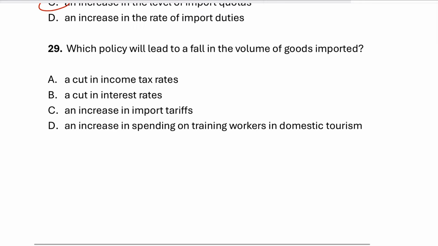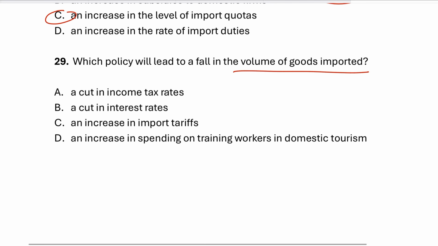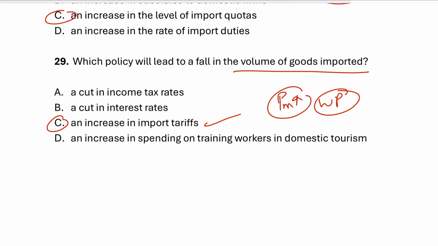Which policy will lead to a fall in the volume of the goods imported? 29. Volume of the goods imported. So the correct answer has to be C for Charlie, an increase in the import tariff. Why? Because a tariff is a tax on imports. If tariffs go up, the imported goods would become expensive for domestic consumers and firms, because the price of imports would go up. So that would reduce the quantity of imports demanded. So the volume of imports should fall.